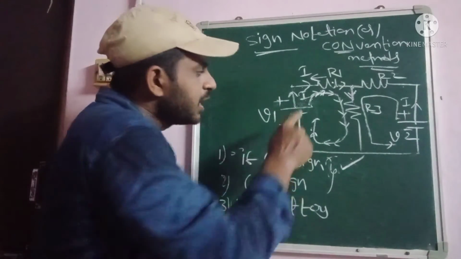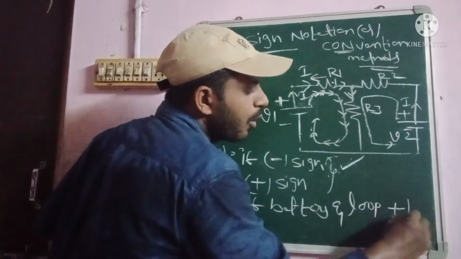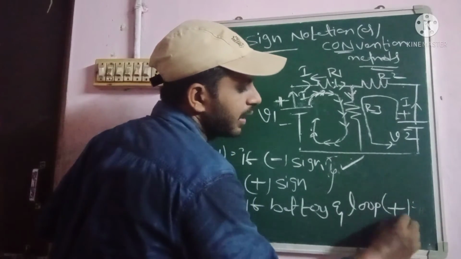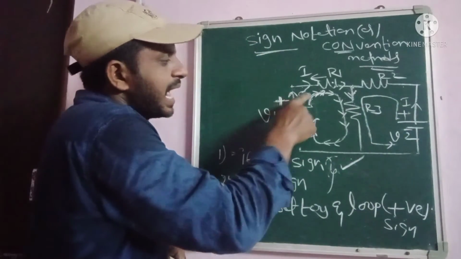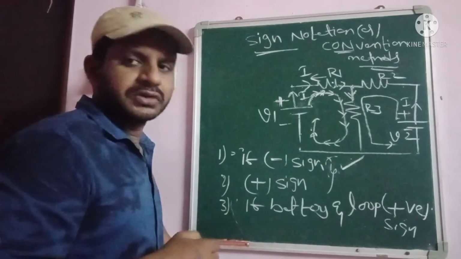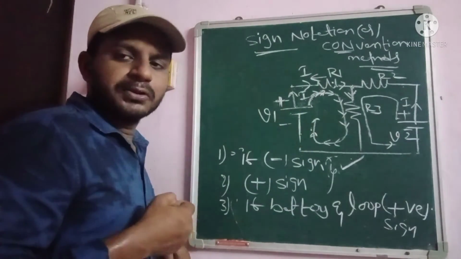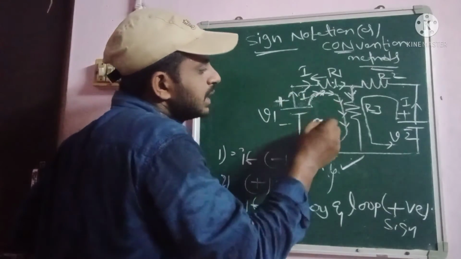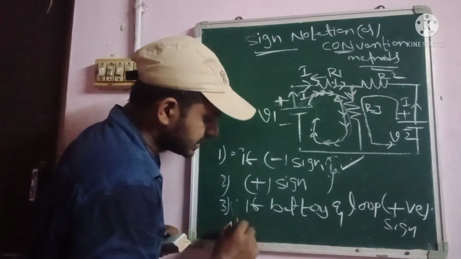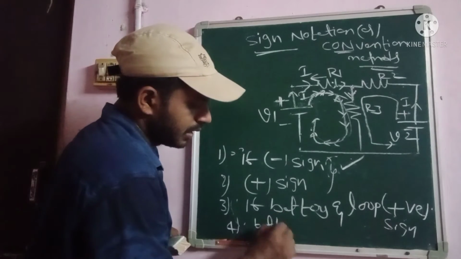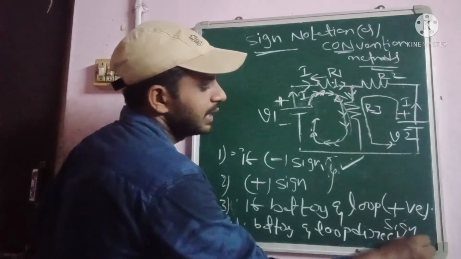If the battery direction and loop direction are the same, then take it as a positive sign. This is very important. And if the battery direction and loop direction are opposite to each other, for example the battery direction is like this but the loop direction flows reverse to the battery, then take it as a negative sign.